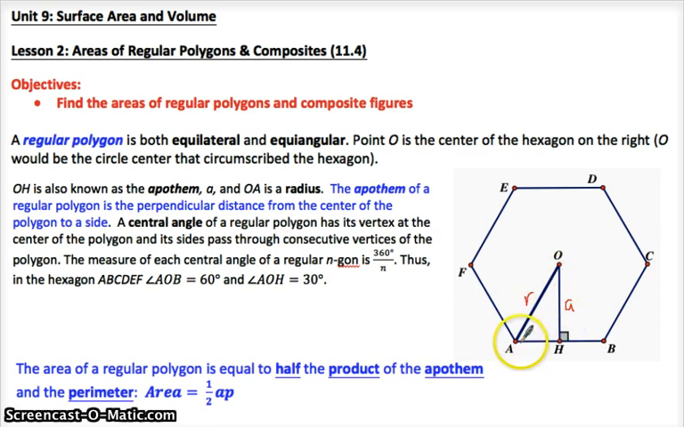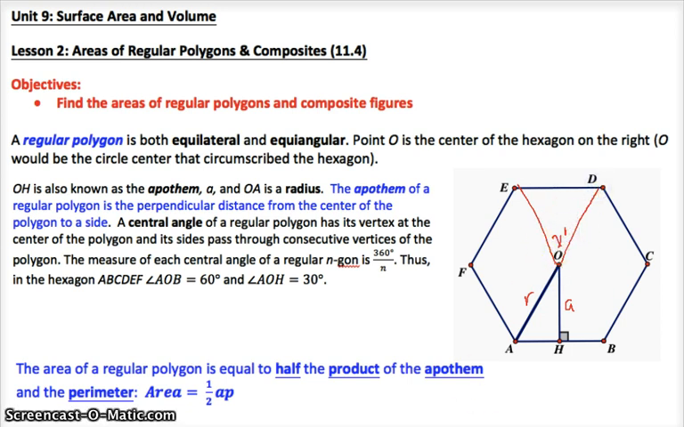Anyway, the central angle of a regular polygon has its vertex at the center of the polygon, and its sides pass through the consecutive vertices of the polygon. So a central angle would be like, if I can mess this up really fast. Oh, if that was a straight line. Sorry. It's hard to draw straight lines with this tablet thing that I use. This would be like the x degrees. This would be the central angle we're talking about.